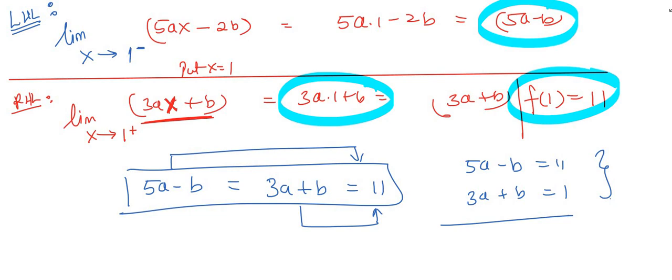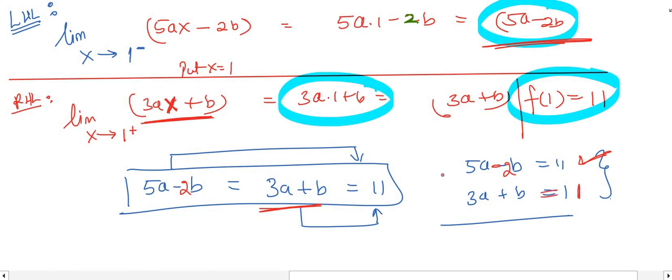So here, in order to solve it, let me see, this was 2b. So this will be, guys, 2b here. This is 2b, 5a minus 2b. So 5a minus 2b is 11. Okay, this one. And the second one is 3a plus b, which is also 11. These two equations, 5a minus 2b is 11 and 3a plus b is 11.